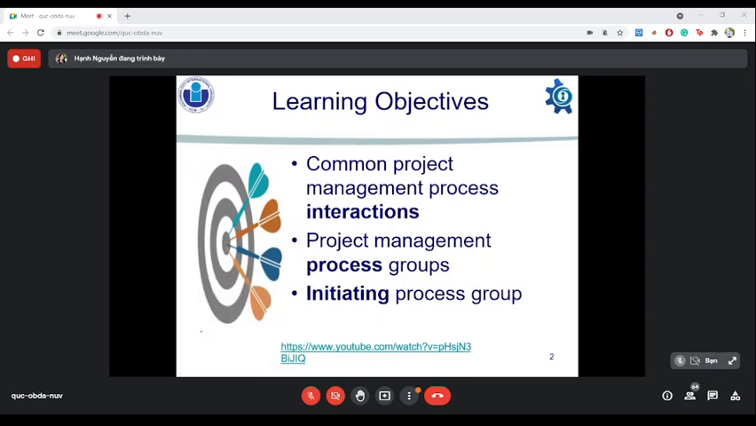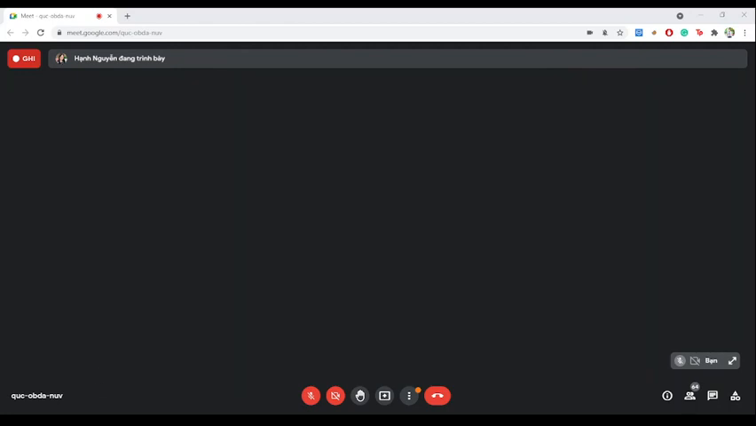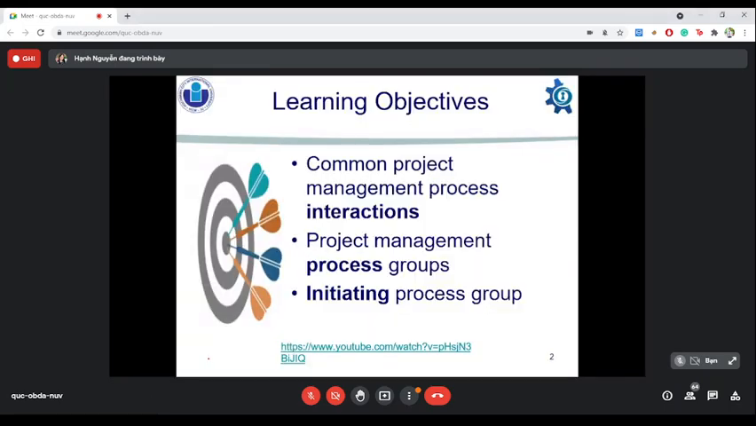Today's lesson will focus on four main points, as you can see on the slide. The first one is common project management process interactions. Here, we will describe the relationship between the processes, how they are linked together. And then we will move to project management process groups, the five project management process groups required for any process.